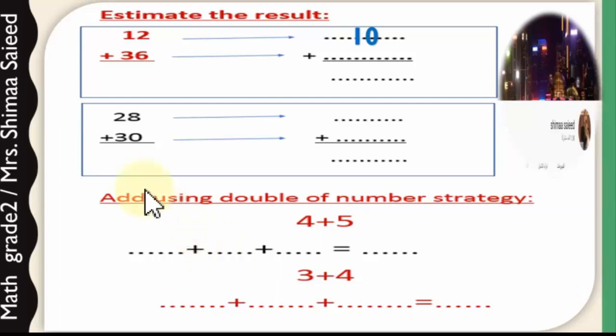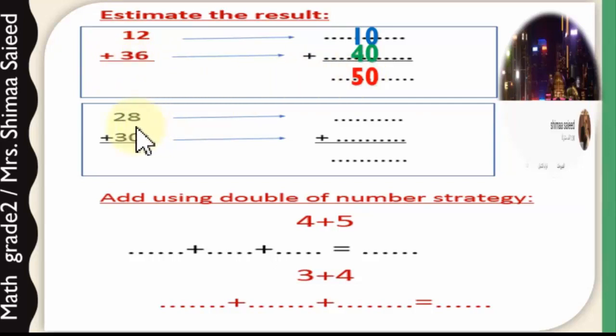Now estimate the result. 12. We can estimate 12 to 10 because 12 is close to 10. 36. We can estimate it as 40. So 10 plus 40 equals 50. If you add these two numbers, you will have 48, which is closest to 50.